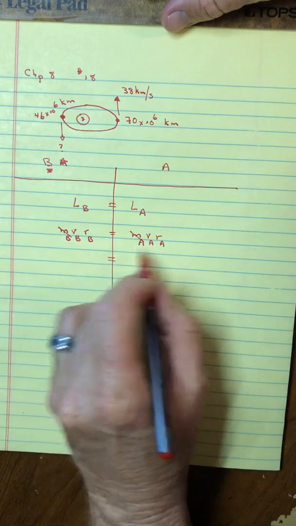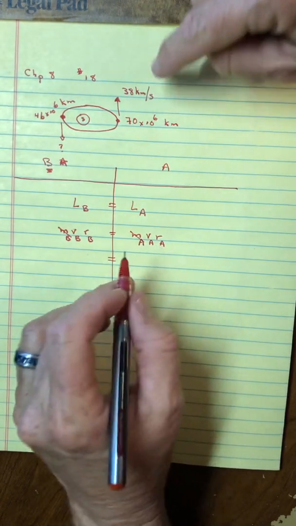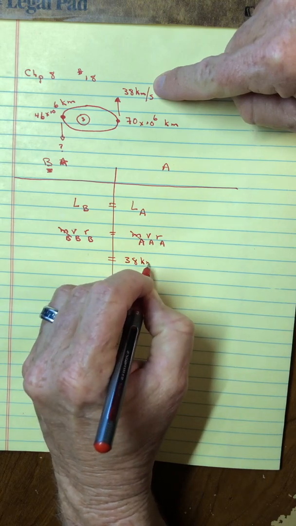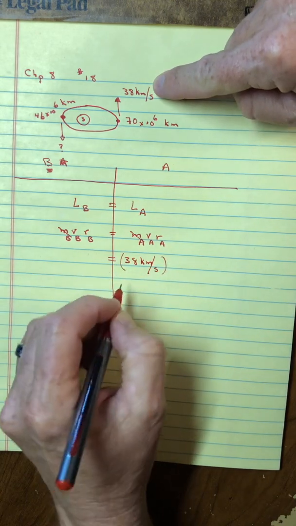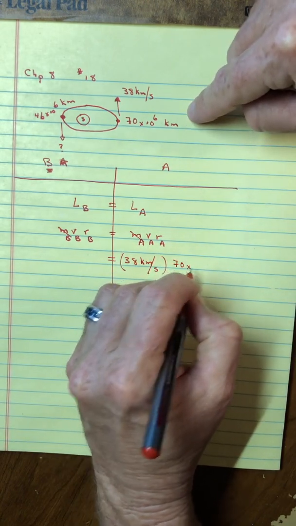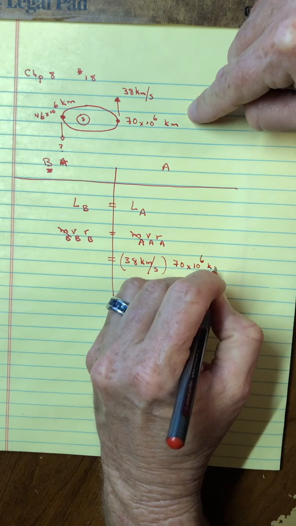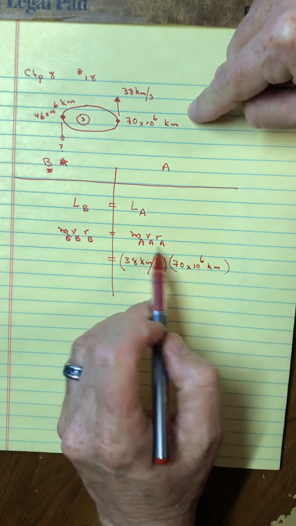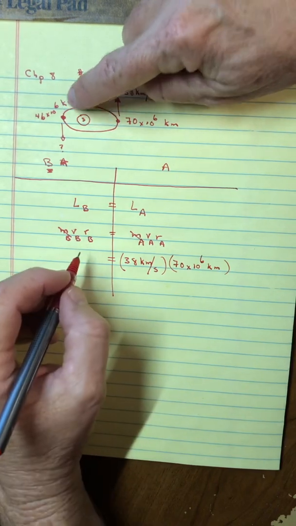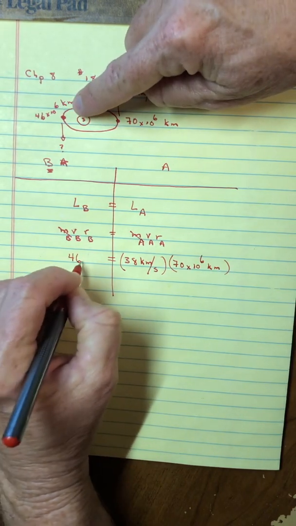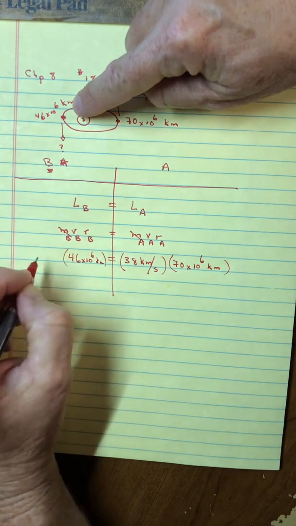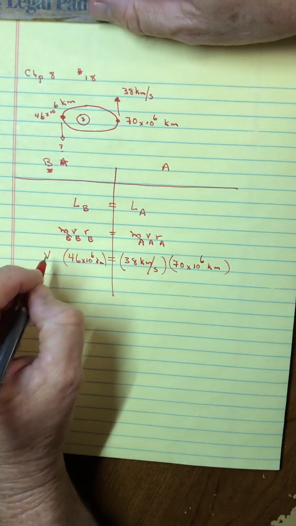Then on the right-hand side over here, I can put what they gave me. The velocity at this point is 38 kilometers per second, and the distance away, or the radius, is 70 million kilometers. So there's the v and the r at A. And then on this side, you can see that the r went down to 46 million kilometers. So that means the velocity must go up.